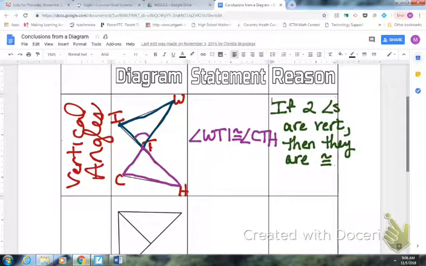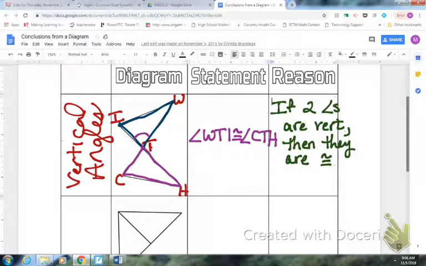The reason we're going through this again is because today, when we're finished with this, we're going to start writing some proofs. Today? Yes. When we're finished with this, we're going to write our own proofs. Proofs, yes. Proofs are a big part of geometry.